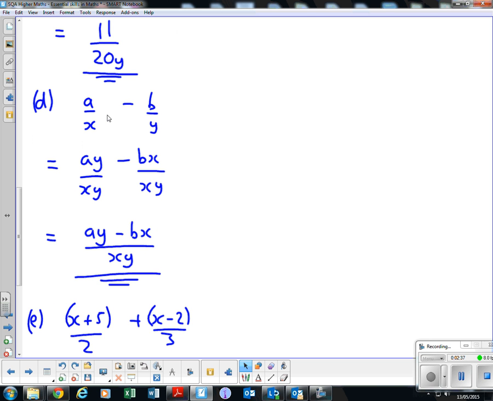D, a over x subtract b over y. Again, we need a common denominator. The lowest common multiple of x and y is xy. So here multiply top and bottom by y. Second fraction, multiply top and bottom by x. So I have ay subtract bx all over this common denominator of xy.